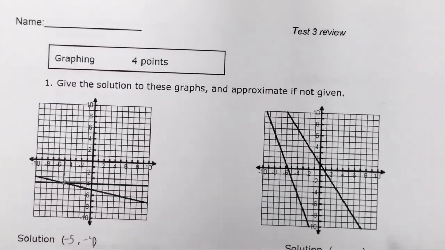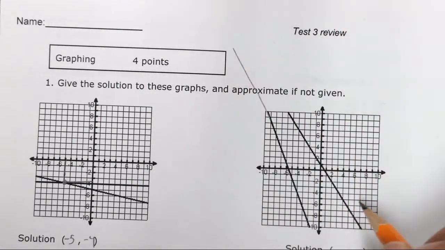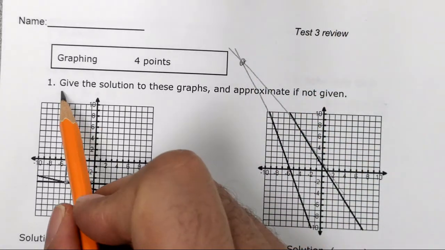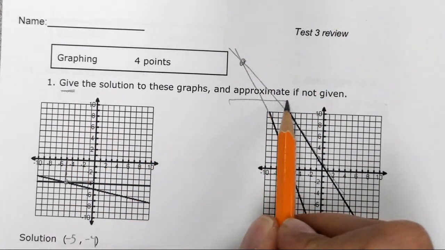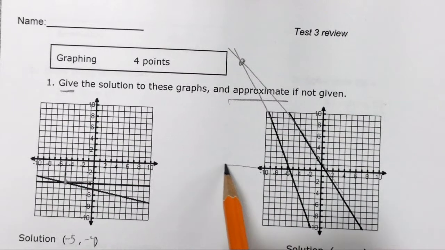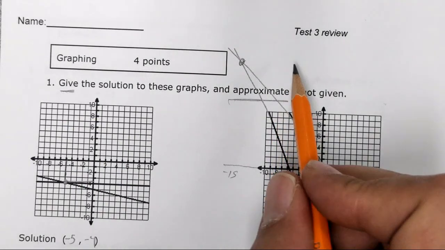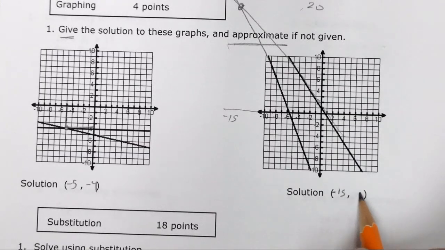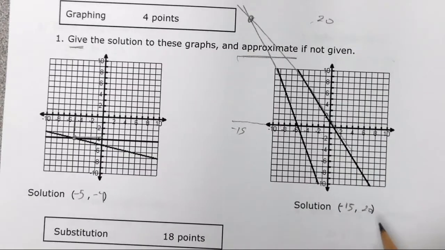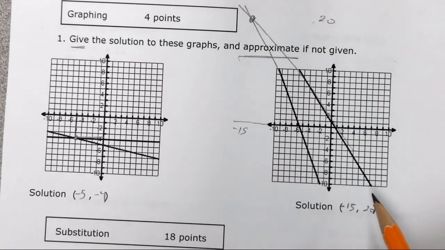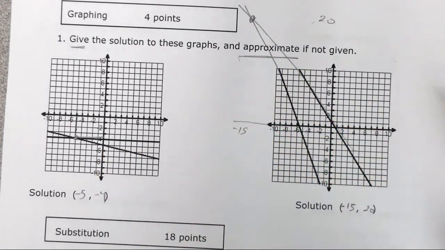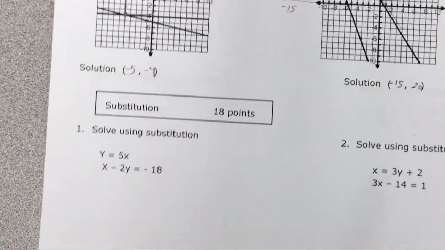In this one right here, the solution is not given yet, but if you continue with the lines, the solution will be right here. In this case, I can't give you a solution, but I can approximate it. That looks somewhere near like -15 and about 20. On this test, it's going to be 4 points on it, and pretty much you're going to have to be able to find the point of intersection if it's given, or if you have to stretch out the lines to get it. Second thing on the test is substitution.